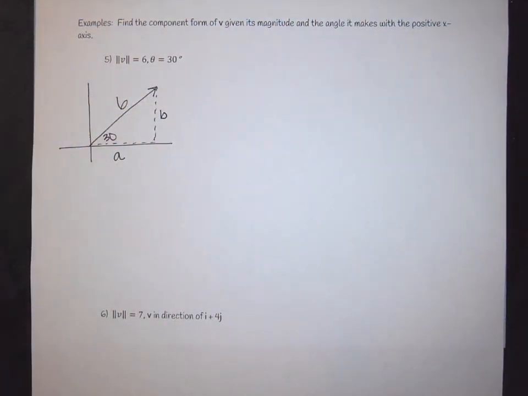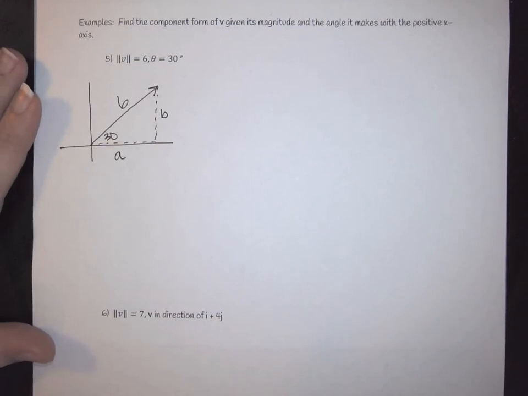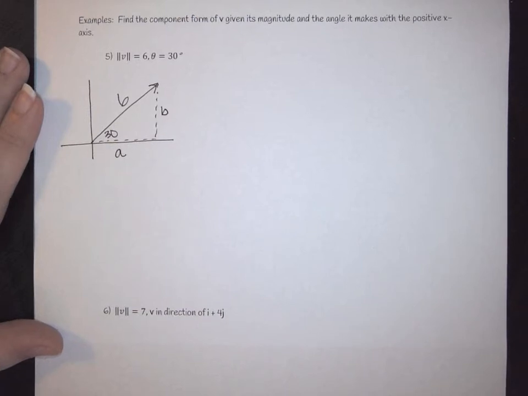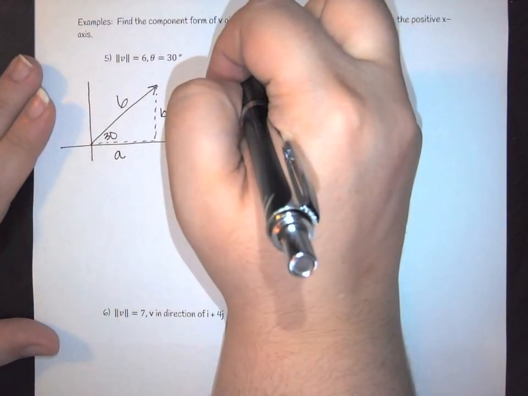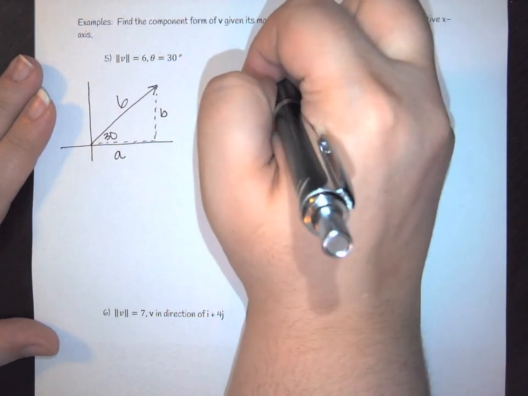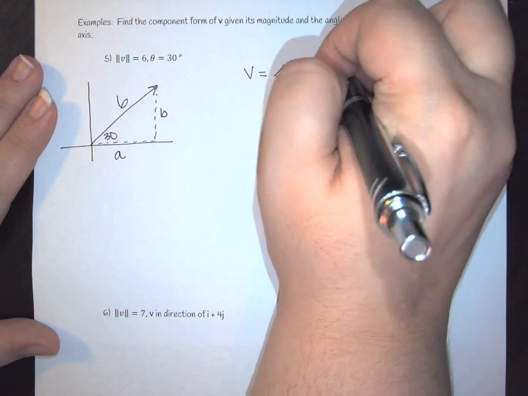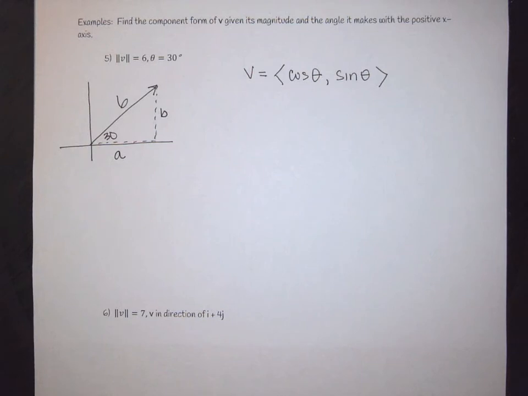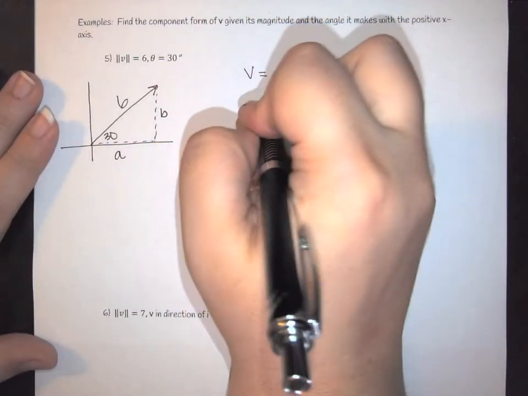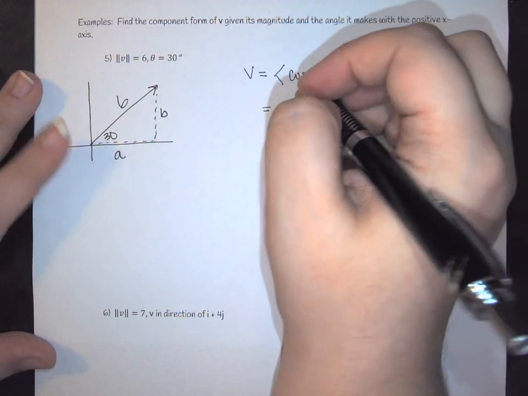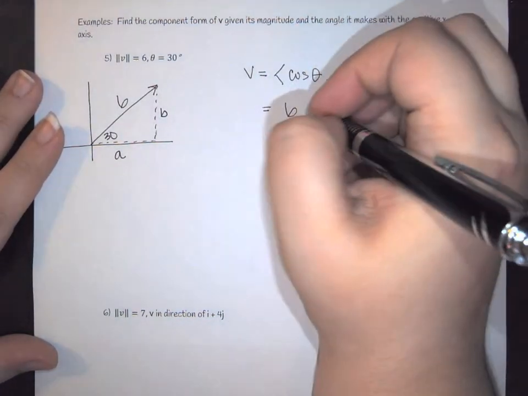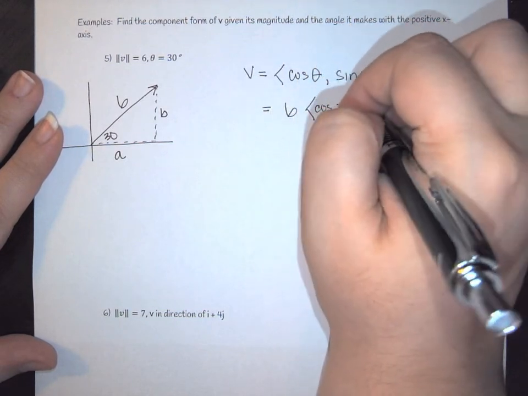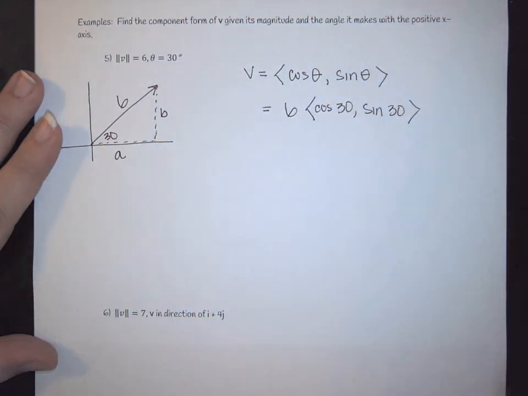Now with that, we need to start putting together our component. And the one thing that we have to remember is that the component form when using trig is going to say that V is equal to the cosine of the angle and the sine of the angle. So with that, I can start putting in the information I have. The first thing that I have is my magnitude here. So that's going to act kind of like your scalar. And then in this case, I'm going to have the cosine of 30 degrees and the sine of 30 degrees.